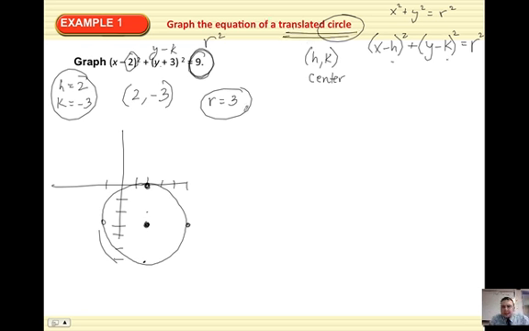So the radius idea doesn't change. This side is still r squared. So if I give you this equation and ask, what's the radius? It's the square root of 9, which is 3. But if I say graph this, you have to know your center, which was here, h comma k. Circle is pretty easy. So let's go to our next one.